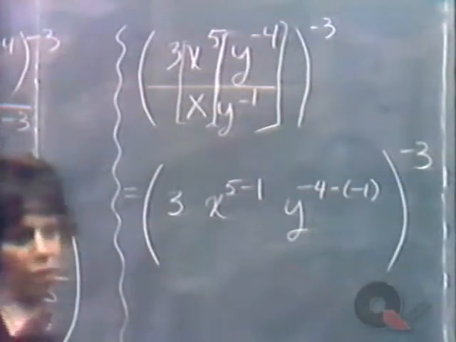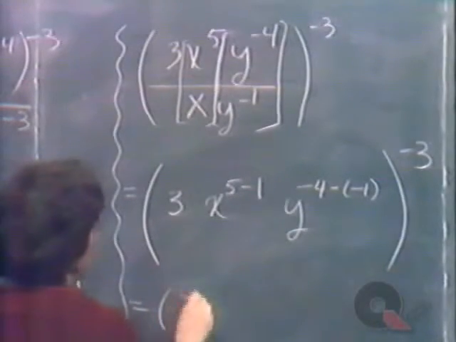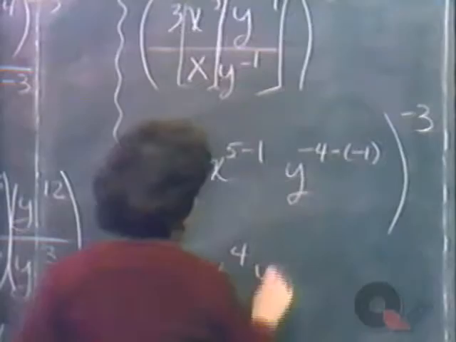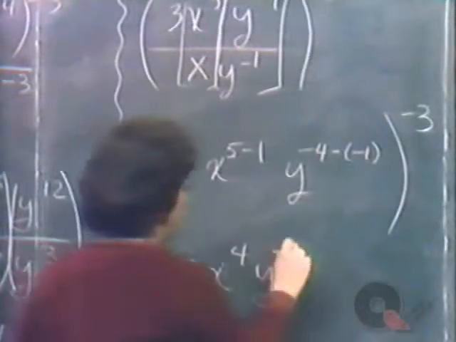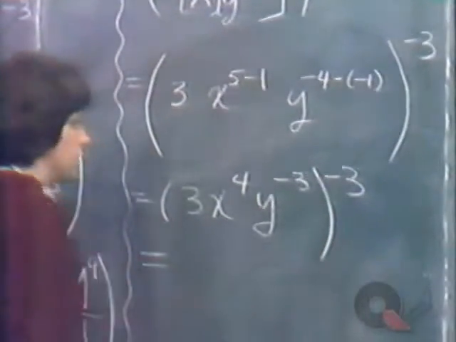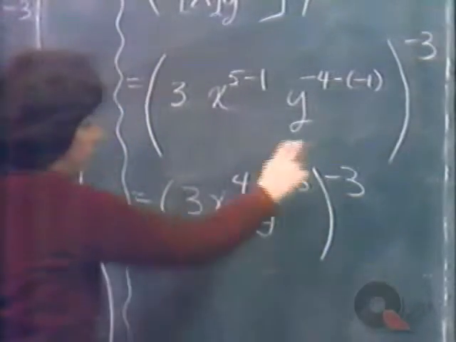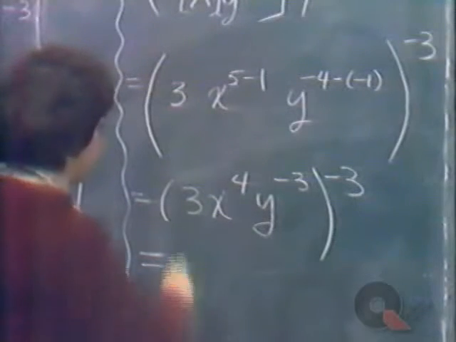When you're dividing, we keep the base, we subtract the powers. This would give us 3x to the 4th. Now, y to the minus 4 minus a minus 1 is minus 4 plus 1, that's minus 3. Okay, and we could now go right into the rule that says (abc) to the n is a to the n, b to the n, c to the n. Just distribute the power through the factors here.